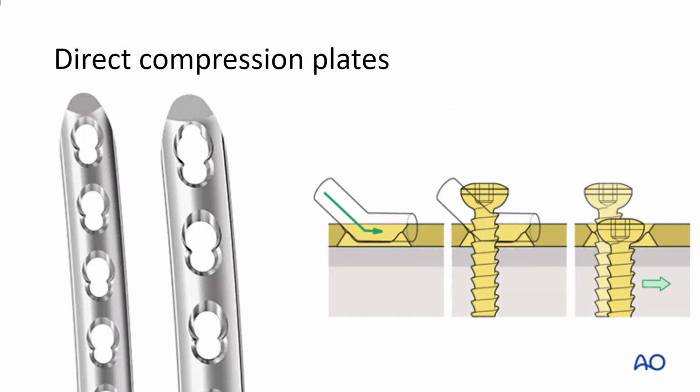Now, you're not using that to reduce your fracture. Your fracture should be reduced anyway. You're only using this to generate force. The force is the compression across the fracture site, and it needs to be at 90 degrees.